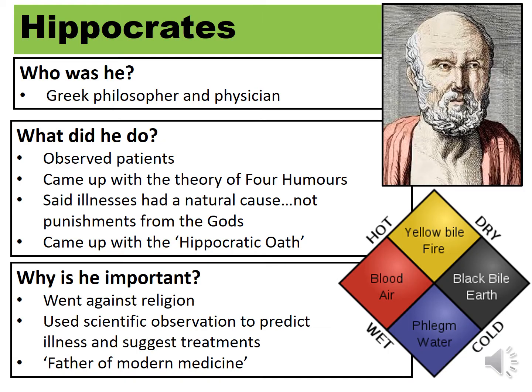So why is he important? He's important because he goes against religion at a time when religion is very ingrained in people's lives, and he uses more science and scientific observation in particular to predict illness and suggest good treatments. So a treatment using the 4 humours would be, how can we bring your humours into balance? And one of the really common ones was, there's too much blood in your body, you would go to the barber surgeon and have a bloodletting, so he would remove some of the blood.